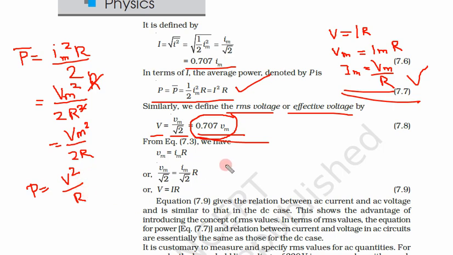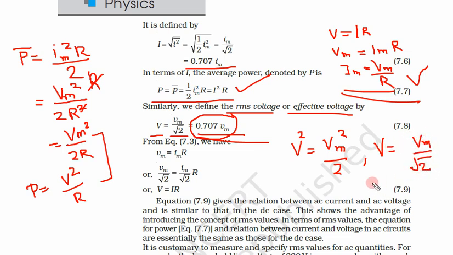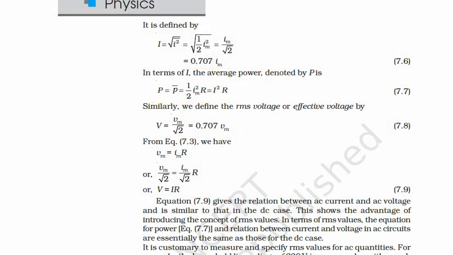If we compare these two equations, the R and R are similar. So we get V square is equal to Vm square by 2, or voltage is equal to Vm upon root 2, and root 2 is 0.707 of Vmax. So the same thing we get here: voltage is equal to 0.707 of maximum voltage. Similar to current, we got this relation for voltage as well.